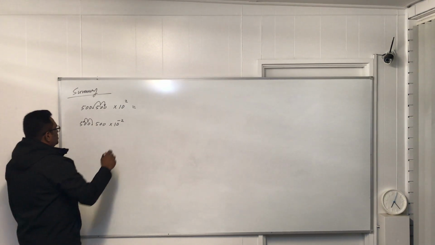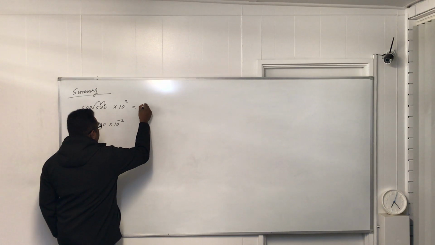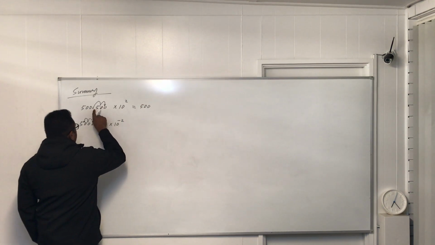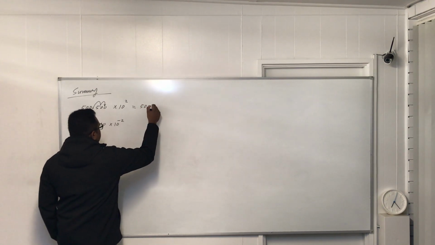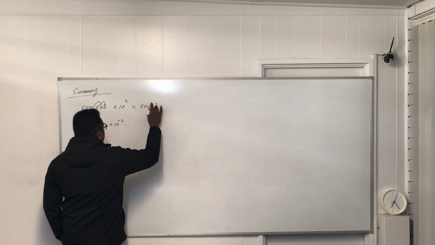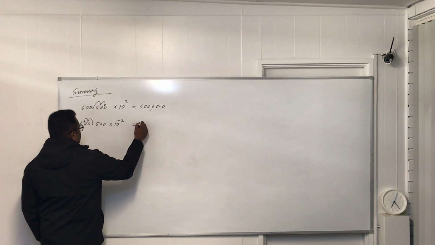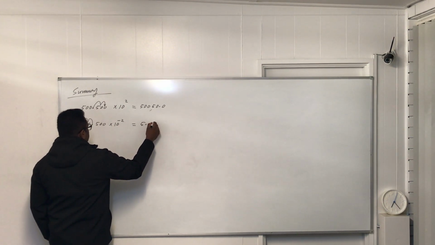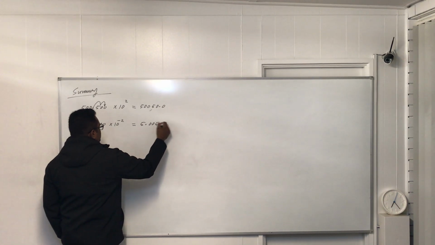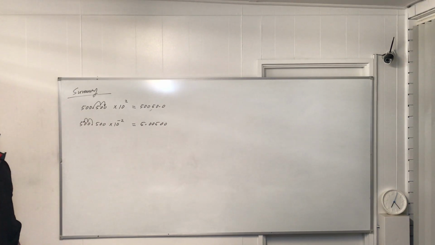Yeah. So this answer would be 500. Then you are moving this decimal 2 places here. So 5, 0, then 0. Now here this would be 5.00500. That's the answer. Any questions from there? No questions, right? Okay.